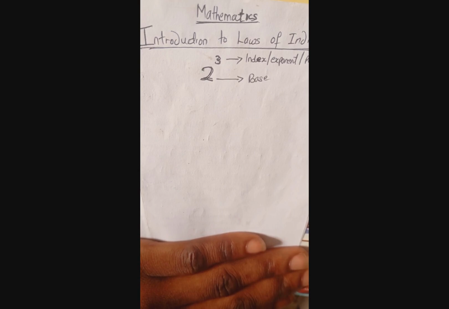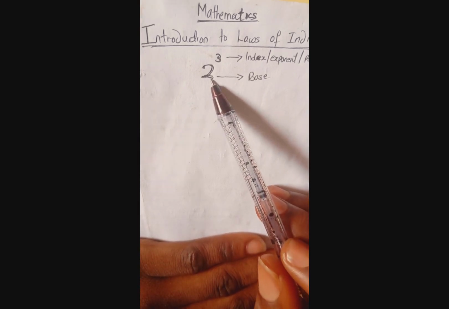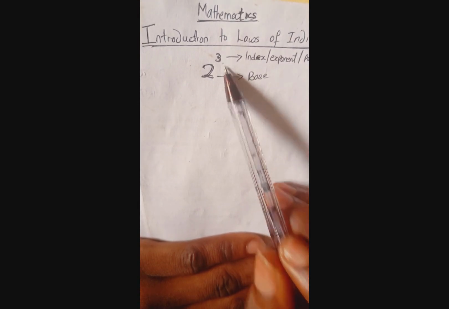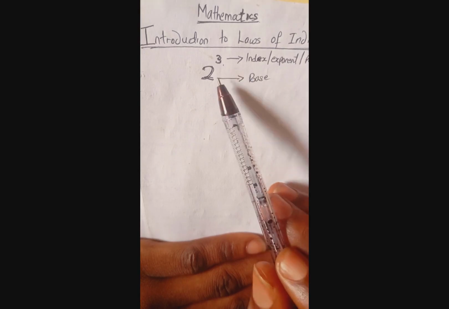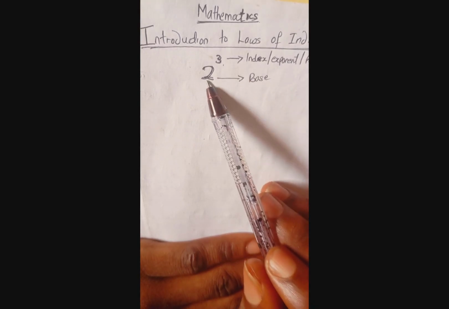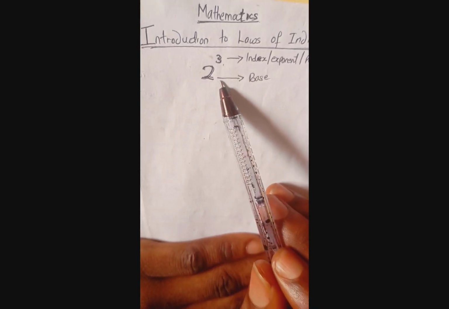Now let's get started. When we talk of indices, what we are actually saying in essence is: to what power are we going to raise a number? Like if you raise a number to a certain power, what is going to be your result? For example, looking at this, we have 2 raised to the power of 3. So when you have 2 raised to the power of 3 here, what we are trying to say is that you multiply 2 by itself 3 times.